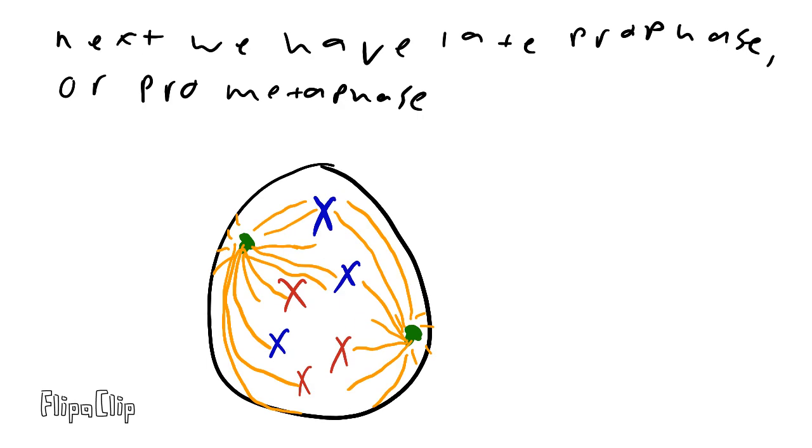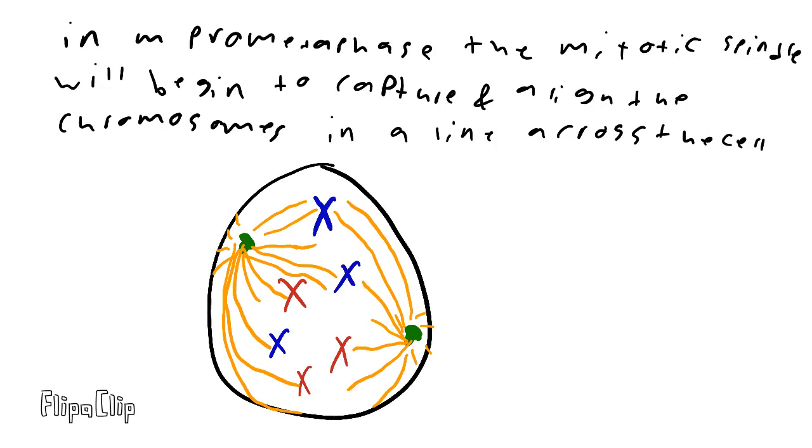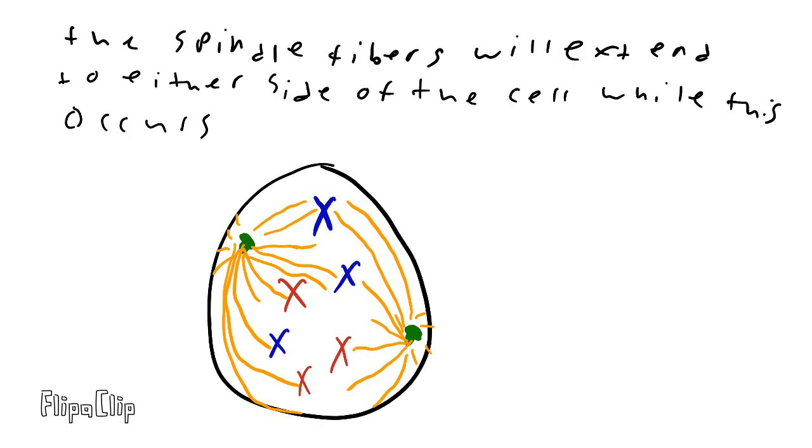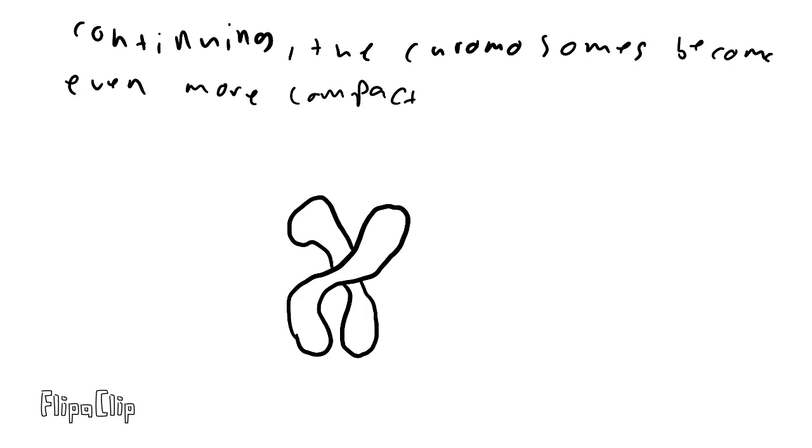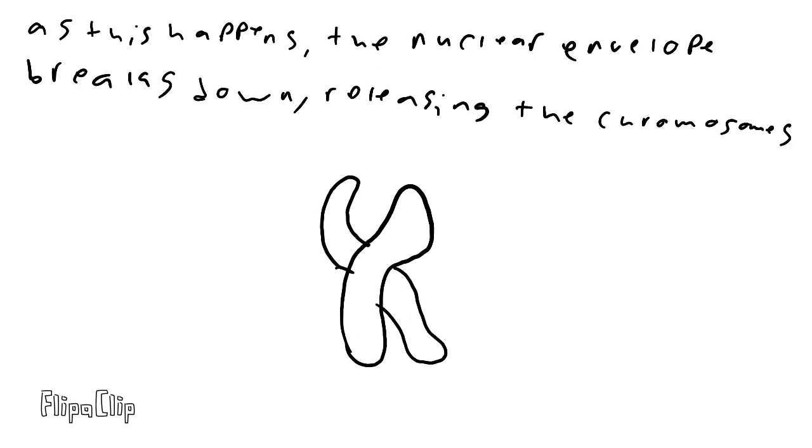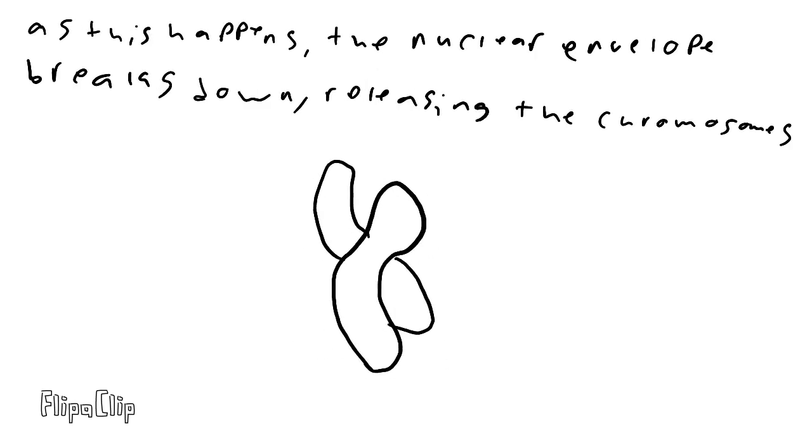Next comes late prophase, or prometaphase. In prometaphase, the mitotic spindle captures and aligns the chromosomes in a line across the cell. Spindle fibers will extend to either side of the cell while this occurs. Continuing, the chromosomes become even more compact. As this happens, the nuclear envelope breaks down, releasing the chromosomes.